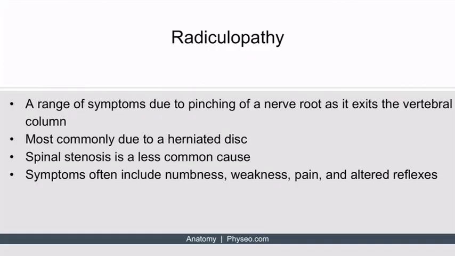Let's get started. Radiculopathy is defined as a range of symptoms due to pinching of a nerve root as it exits the vertebral column. This is most commonly due to a herniated disc, but may also be caused by spinal stenosis less frequently. Either way, this results in a variety of symptoms, most commonly numbness, weakness, pain, and altered reflexes. In order to understand this better, let's look at some of the anatomy.